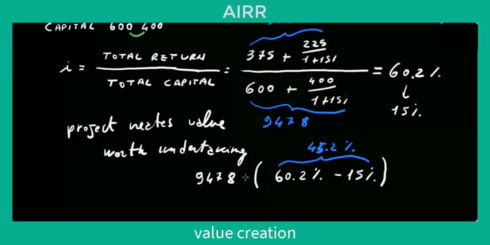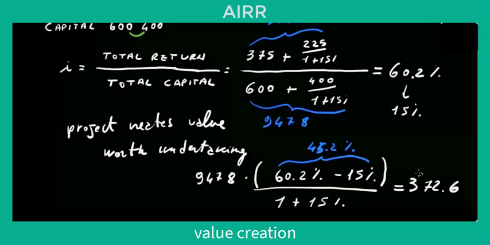So the product of the total capital invested and the excess rate of return gives us the net gain. We want to refer it to time zero, so we have to discount it back by one period. We discount it by 15%, the cost of capital, and we get the net gain referred to time zero, which is the net present value, 372.6. This is the net present value, NPV.